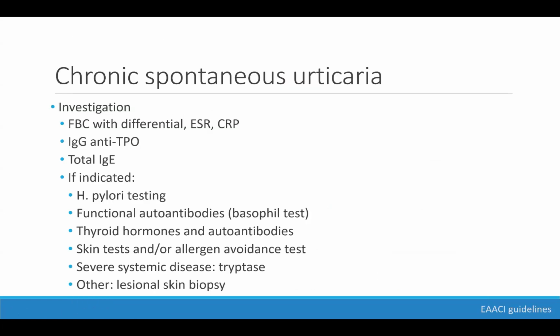Investigations for chronic spontaneous urticaria include full blood count with differentials, ESR and CRP, IgG anti-thyroid peroxidase, as well as total IgE. The following tests are only ordered if indicated: H. pylori testing, functional autoantibodies or the basophil test, thyroid hormones and autoantibodies, skin tests and or allergen avoidance tests. In severe systemic disease, you can consider tryptase, and others include lesional skin biopsies, particularly if you suspect the presence of urticarial vasculitis.